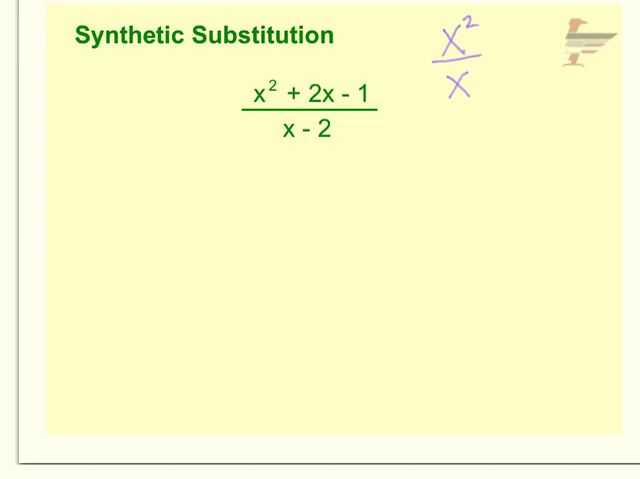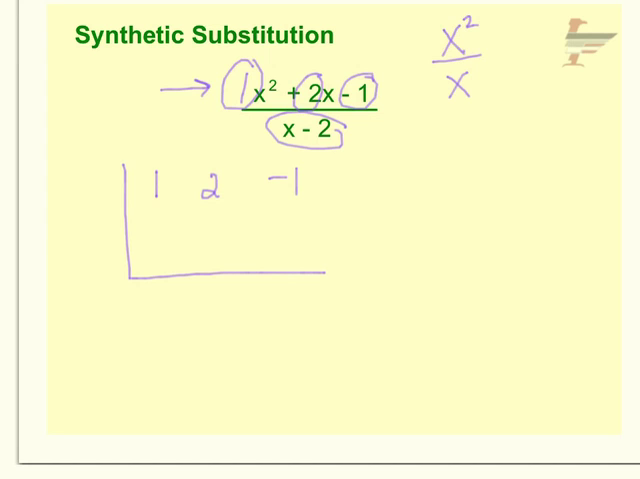So if you remember, what synthetic does is it takes the coefficients, so that 1, the 2, and the negative 1, we learned this with polynomials. So you're going to take the coefficients of the numerator and set it up with synthetic substitution. So 1, 2, negative 1. And do you remember how we kind of had that little guy there? And then what we're going to do is we're going to divide by an x minus 2.